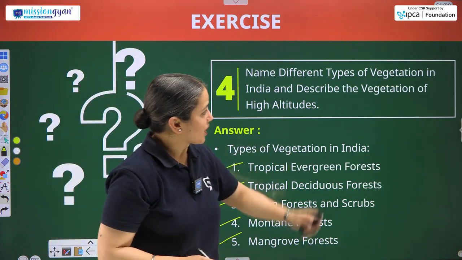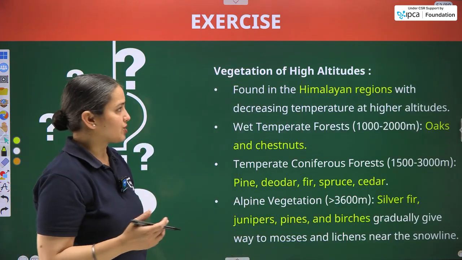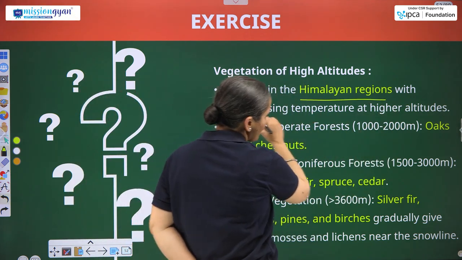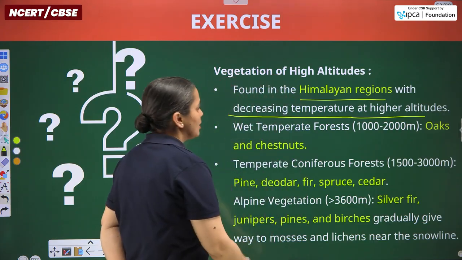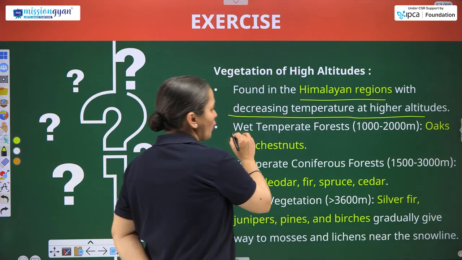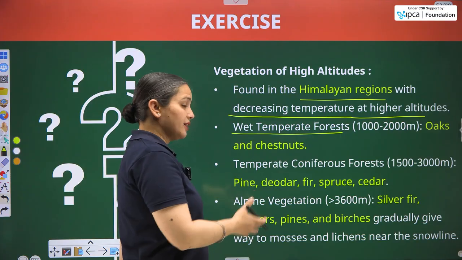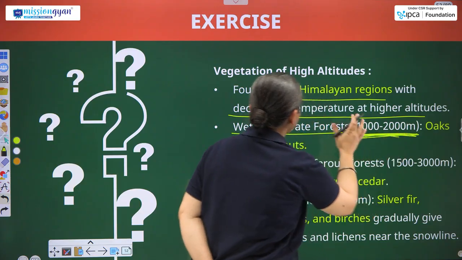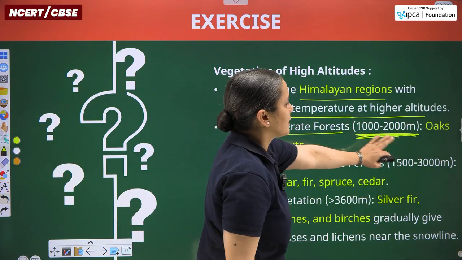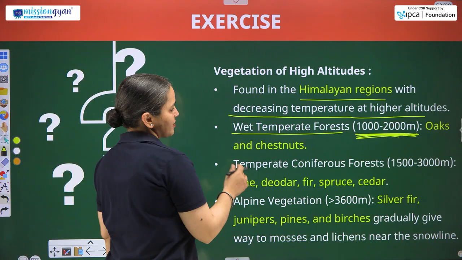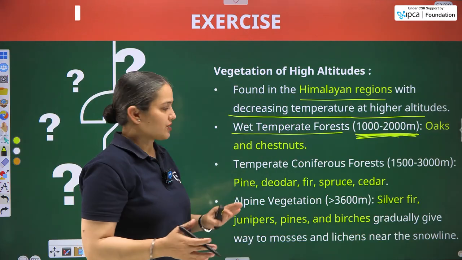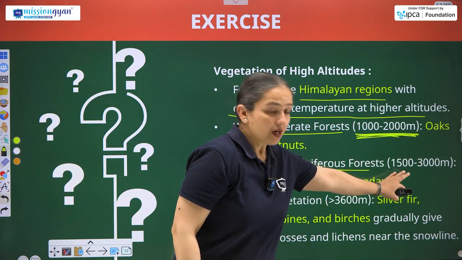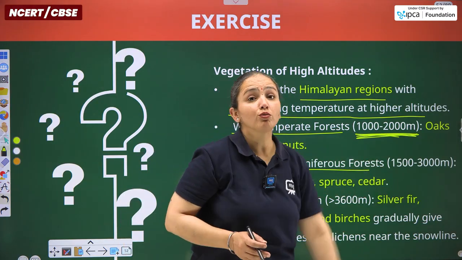And now we have to describe the vegetation of the higher altitude region. So mountain comes in that. Found in the Himalayan regions with decreasing temperature at higher altitude. What kind of temperature remains over there? Wet temperate forests are found in the particular Himalayan region, and the average height where these kind of wet temperate forests are found is 1000 to 2000 meters, and oaks and chestnuts are the particular kind of vegetation found in this region. Another is temperate coniferous forests, and they are found between the height of 1500 to 3000 meters.